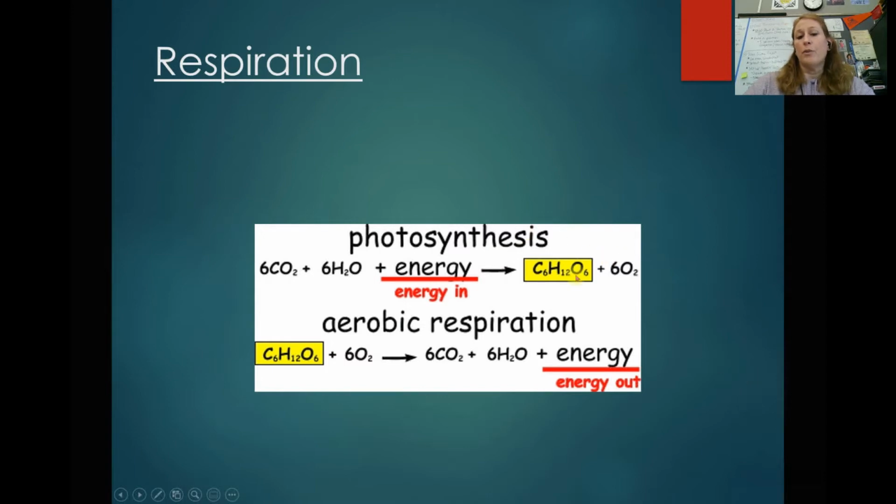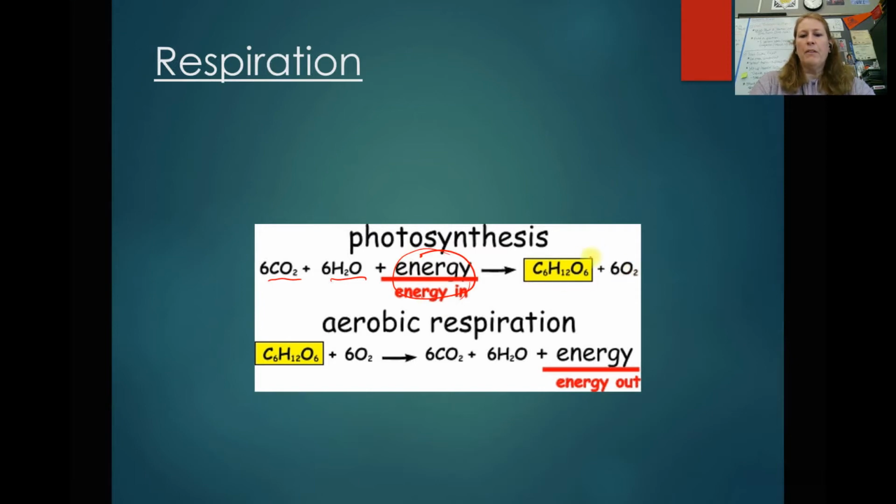This is an equation for both photosynthesis and respiration, and it's always good to compare because it is a continuous cycle. So we can see from the input of photosynthesis, we have carbon dioxide, water, and we have light energy. It's going to produce glucose, C6H12O6, and oxygen.